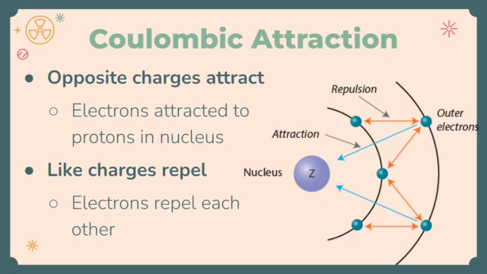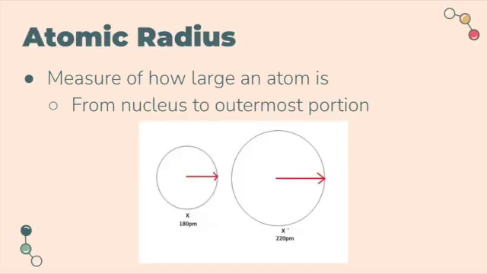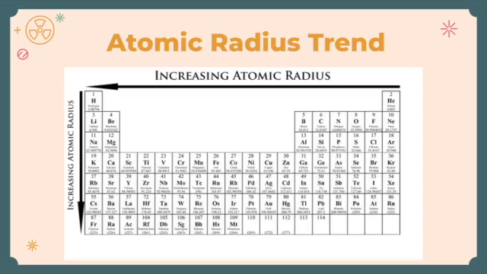So we're going to apply this today. There's three trends we're going to talk about. The first one is atomic radius, which is exactly how it sounds. It is literally the radius of an atom, how large an atom is. We measure that from the center of the nucleus to the outermost electron. Hopefully you were taught that in math. Sounds like a geometry thing.